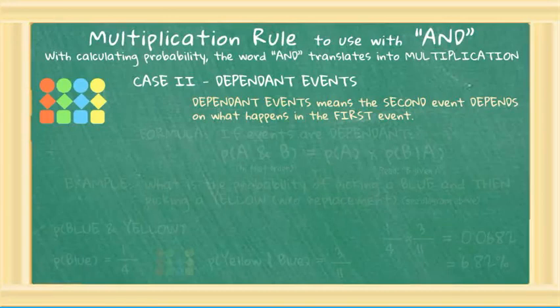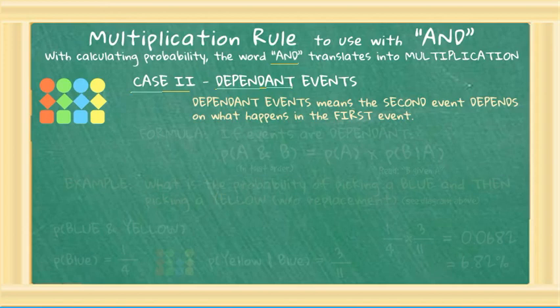All right, here's case 2 of our multiplication rule with probability. And again, the key word is "and," that tells us we're going to be using multiplication. Okay, so let's look at the second case, and that is when we're talking about dependent events.